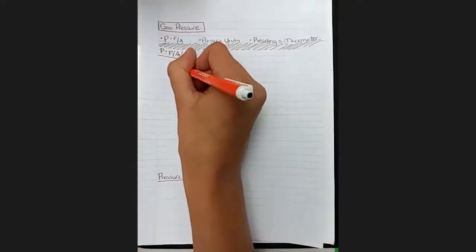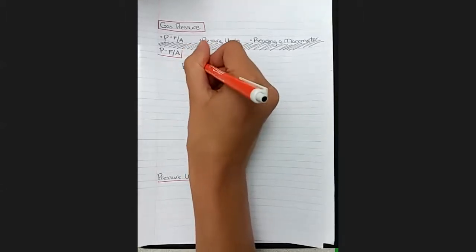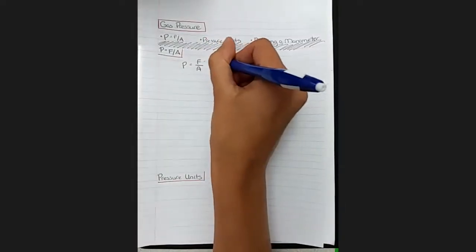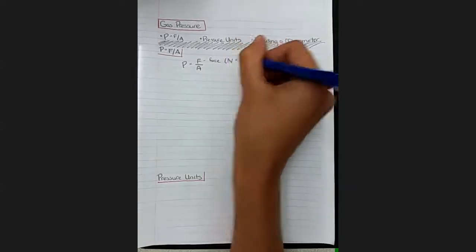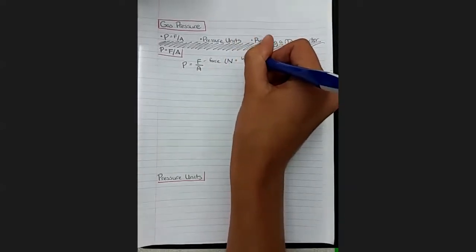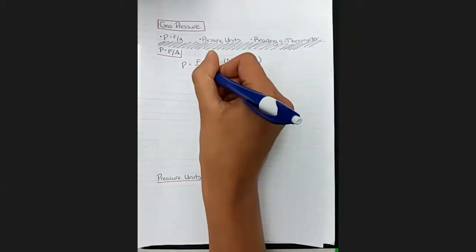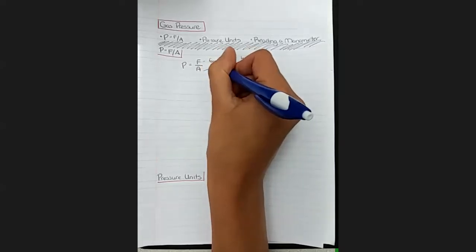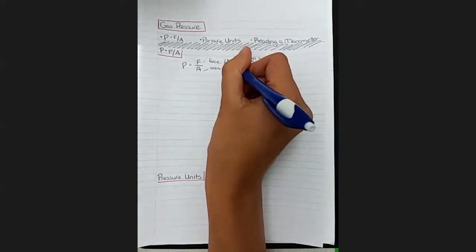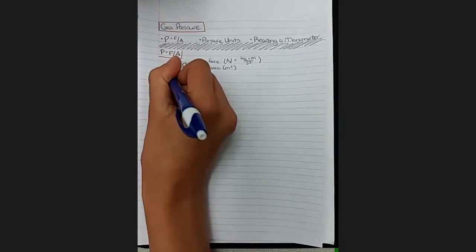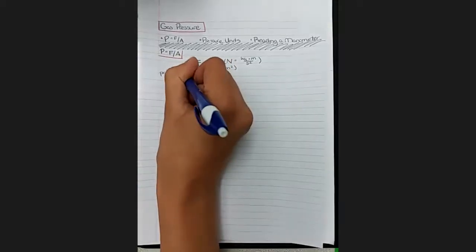So the formula we use for pressure is pressure equals force over area. So this is force, and the units for that are the Newton, which is broken down further into kilogram meters per second squared. And over here we've got area, which we measure in meters squared. And if we use newtons over meters squared, we end up with a unit called pascals, the standard unit for measuring pressure.